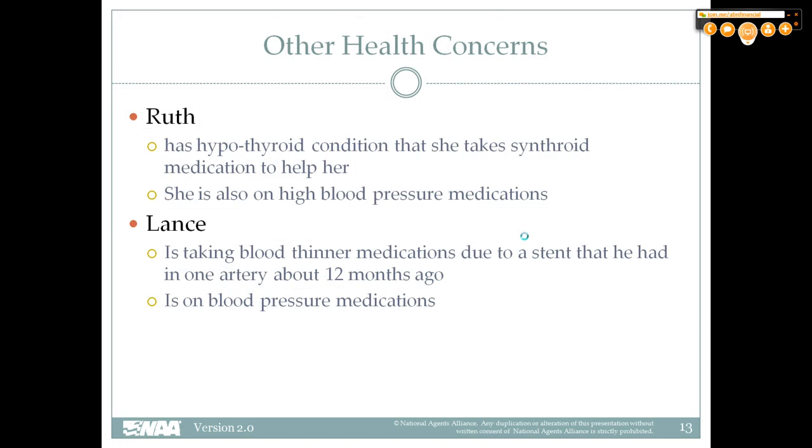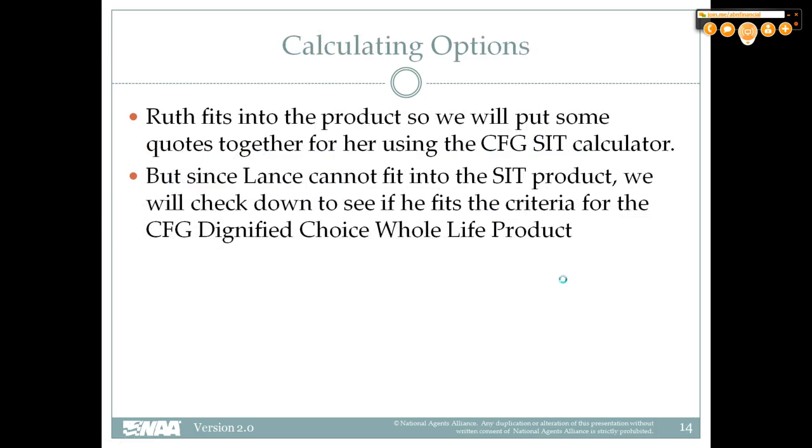Okay. So here are some other health issues that I found out from them. She has a hypothyroid condition. She takes Synthroid medication to help her thyroid. She's also on high blood pressure medications. Lance's situation, he's taking a blood thinner due to a stent that he had in one artery about 12 months ago. And he's also on blood pressure medications. So those are pretty common things for people when they get older. Okay. So I'm going to consider all those health situations. Now, time to calculate the option.